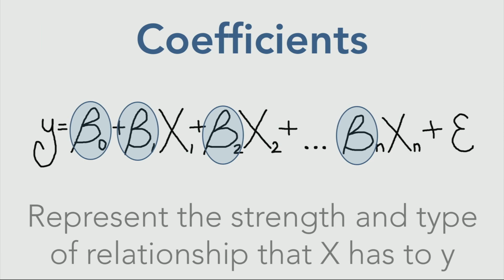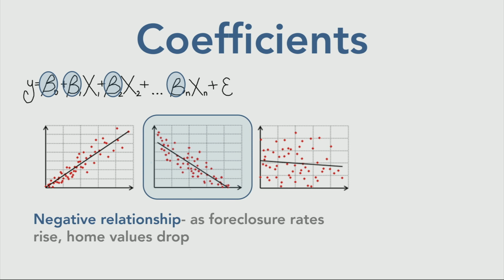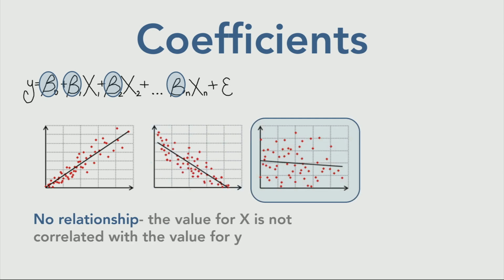And then we have the coefficients, which are these funny looking b's, and they all come before the x's. And these coefficients represent the strength and the type of relationship that the explanatory variable has to the dependent variable. So for instance, you could have a positive relationship. So as obesity rates rise, so do diabetes rates. You can also have a negative relationship. So as foreclosure rates rise, home values drop. Or there could be no relationship at all, in which case you might want to consider dropping this particular explanatory variable because it really doesn't need to be included in the model. It's not influencing the prediction itself.